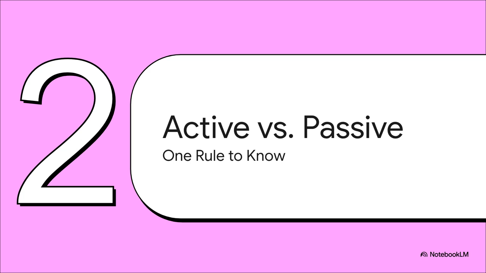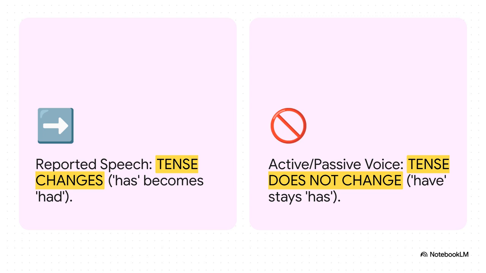Next up, active versus passive voice. Now, this is a topic where so many students trip up and lose easy marks. And it's not because it's hard, it's because they forget one single critical rule. And here it is. This might be the most important thing you learn today about this topic.